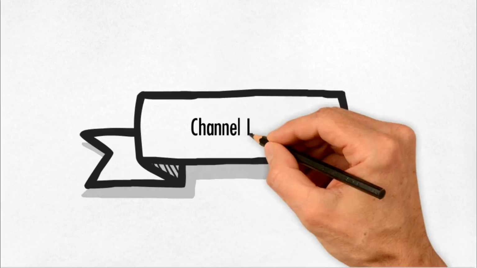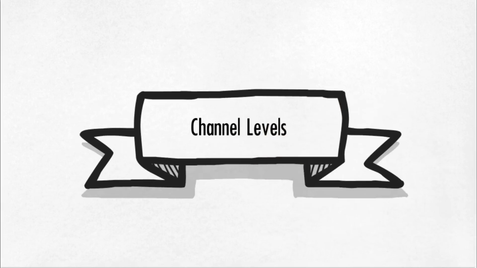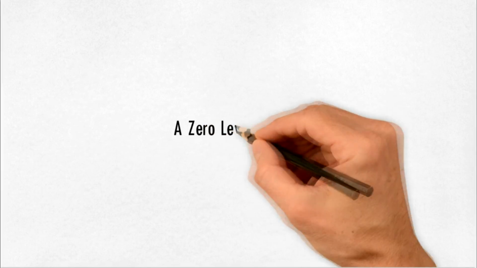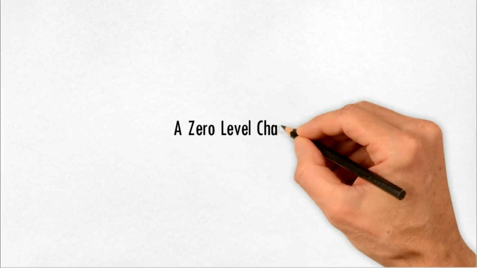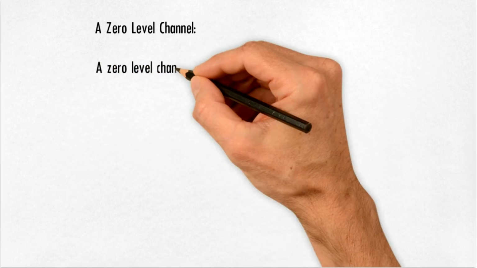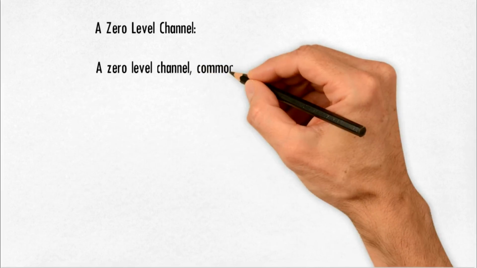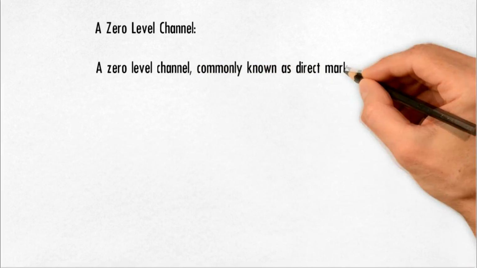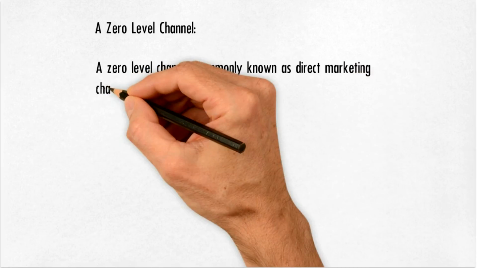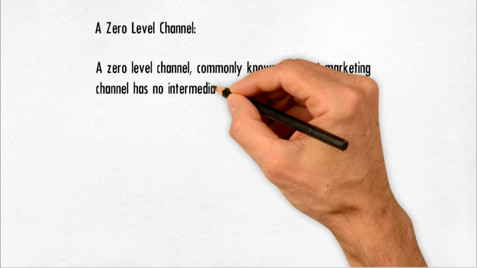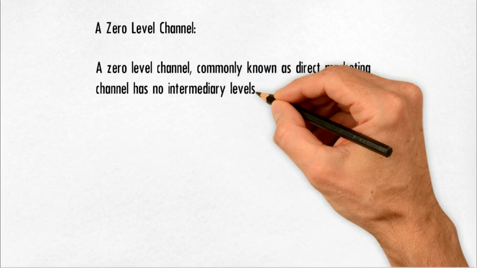Now we're gonna discuss channel levels. A zero level channel. A zero level channel, commonly known as direct marketing channel, has no intermediary levels. In this channel framework, the manufacturer sells merchandise directly to customers. An example of a zero level channel would be a factory outlet store.